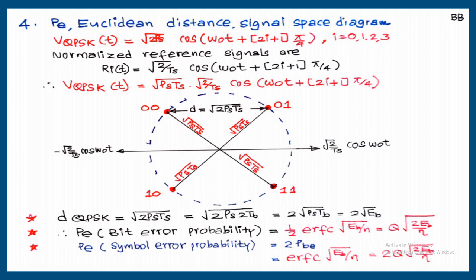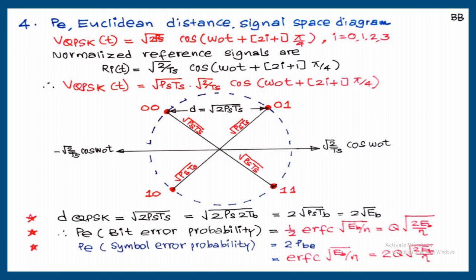Now the minimum distance between 2 signal points is known as Euclidean distance. So between these 2, the distance is root 2 PSTS because here it is 90 degree. So this is root PSTS, this is root PSTS. So this length will be root 2 PSTS. When I am taking these 2, there also you will get same answer. But don't take the distance between these 2 points. That will be 2 into root PSTS. That is not Euclidean distance. Euclidean distance is the minimum distance between 2 adjacent signal points.